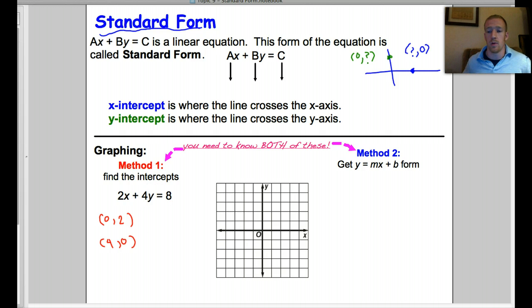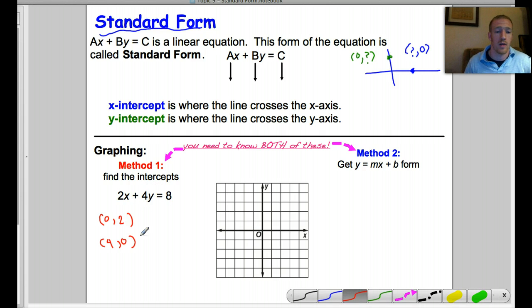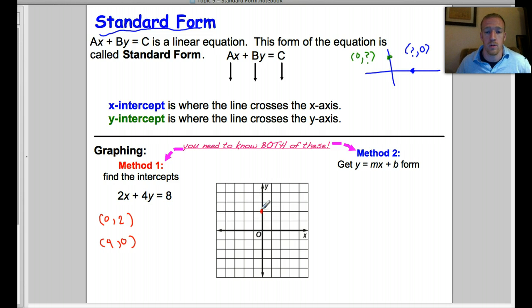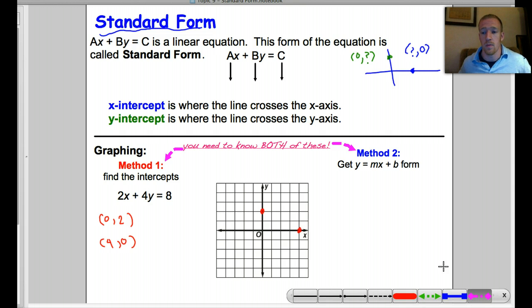So those are my 2 points. So I can just graph it right now. I have 2 points. That's all I needed to graph a line. So there we go. 0, 2. And 4, 0. So there we go. There's my line.